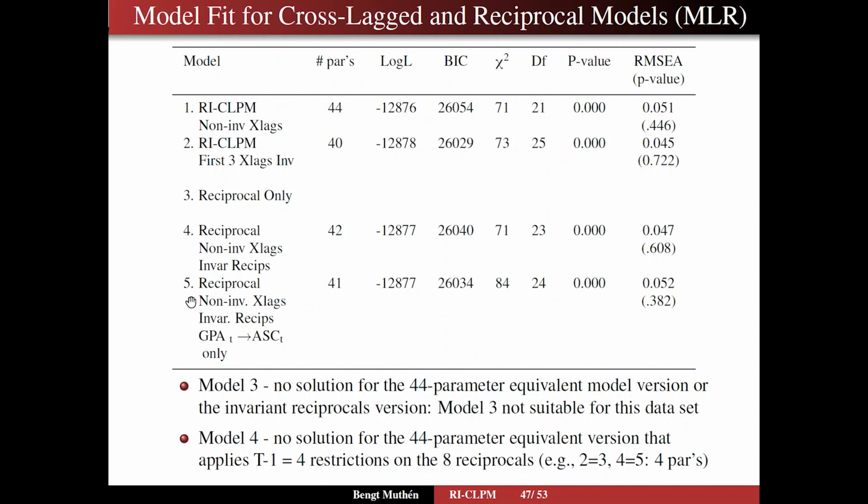And we find then, in line with the bootstrap distributions that we looked at earlier, that it's only a lag 0 contemporaneous effect in one direction. You can fix the other one at 0. And then you end up with this model with 41 parameters and the same log likelihood in this case, and a good BIC. Again, we could have imposed partial invariance for the cross-lagged effect.